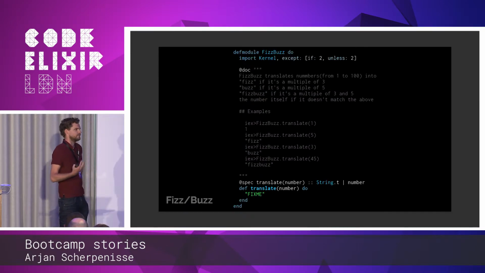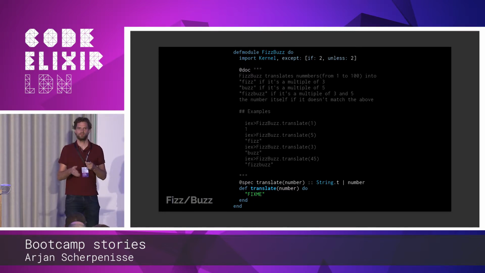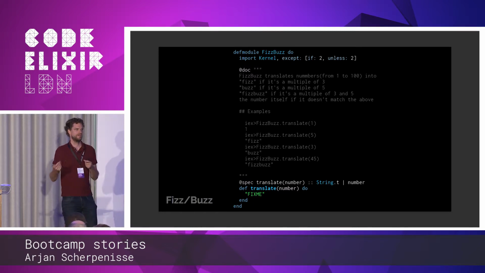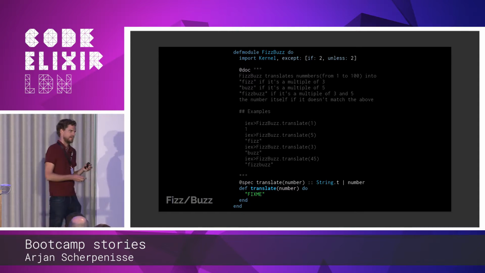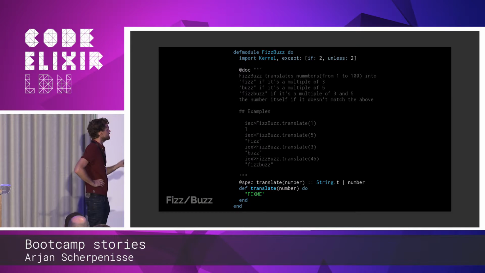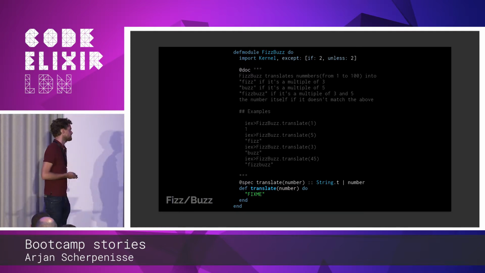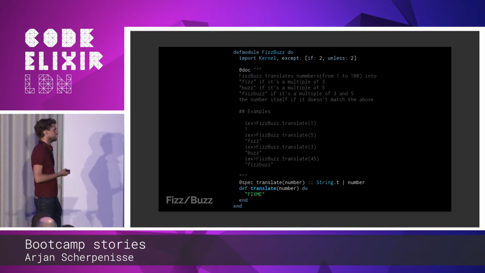So the first assignment that we give them is to make a kind of FizzBuzz implementation, which is like a sequence of numbers, and it's a memory game, and for every time a number is divisible by 3, you say fizz, and if it's divisible by 5, you say buzz, and if you divide by both of them, you say FizzBuzz. So we give them this. These are doc tests, so they can just run mix test and then see if their function works. So yeah, they come up with all kinds of different implementations.